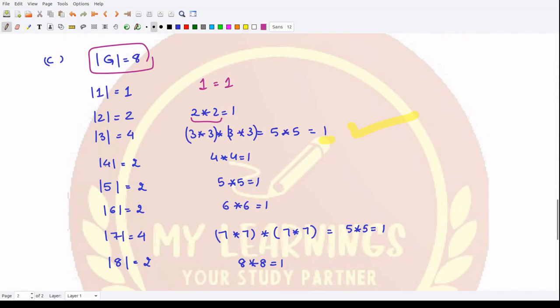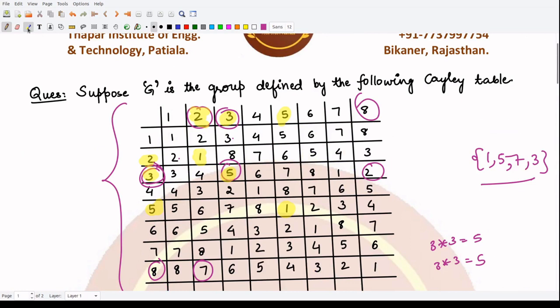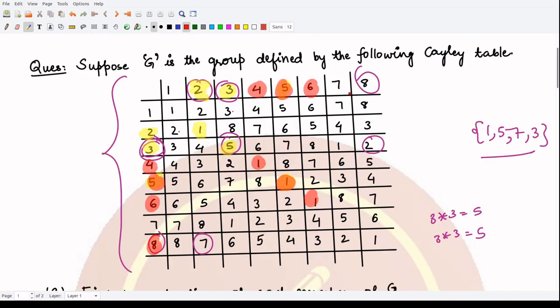What about the next part? The order of 4, 5, 6 and 8 is equal to 2. Why? Because in this particular case, 4 star with 4 is 1, right? 6 star with 6 is 1. In fact, 5 star with 5 is also 1, right? And then 8 star with 8 is also 1, right? 2 star with 2 is also 1. 1 star with 1 is also 1. So you see all these elements, except the identity, have order 2.